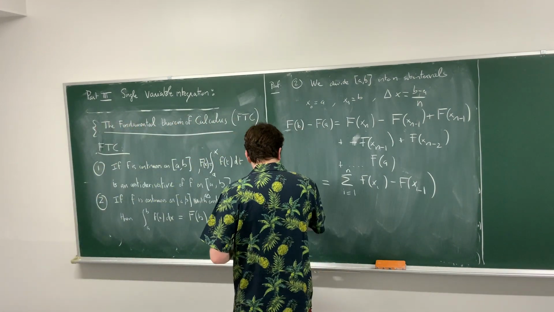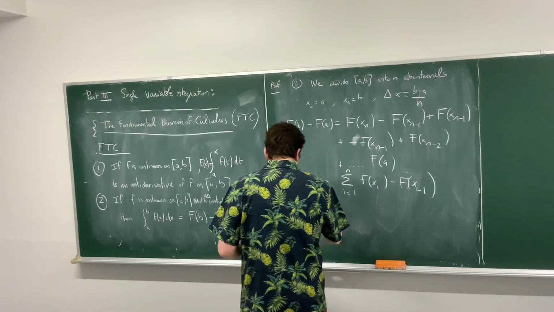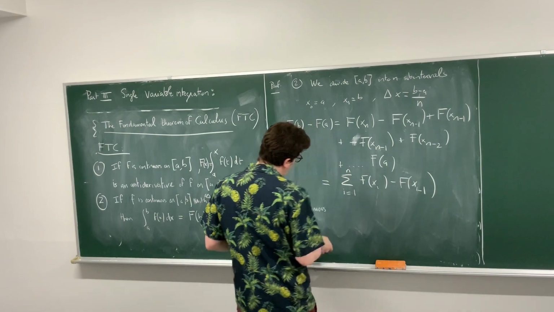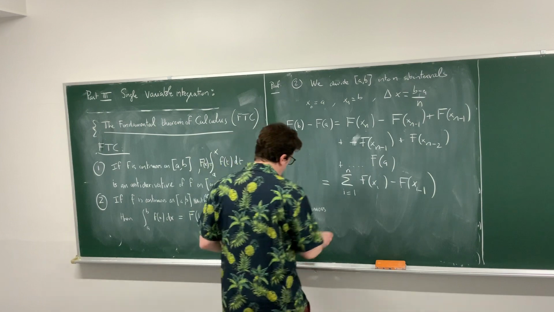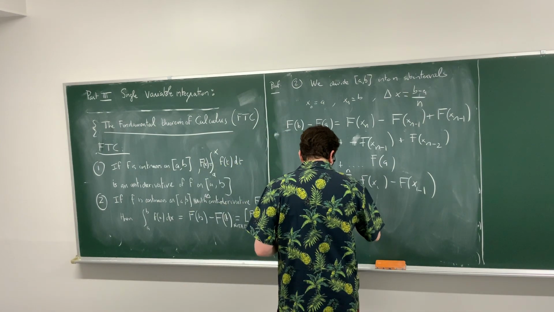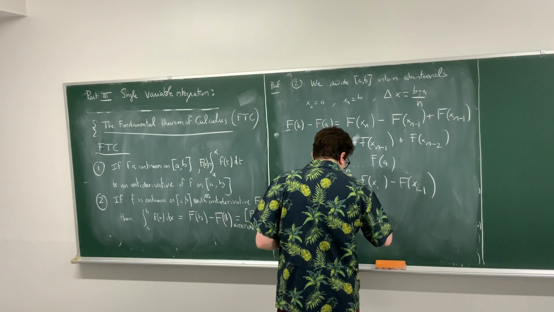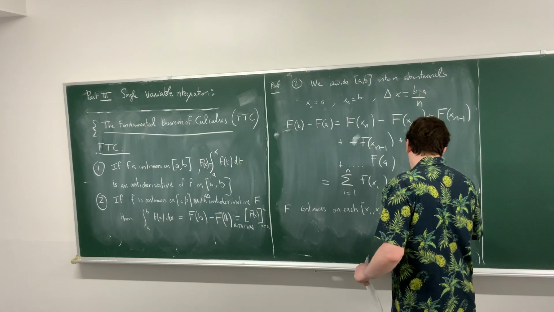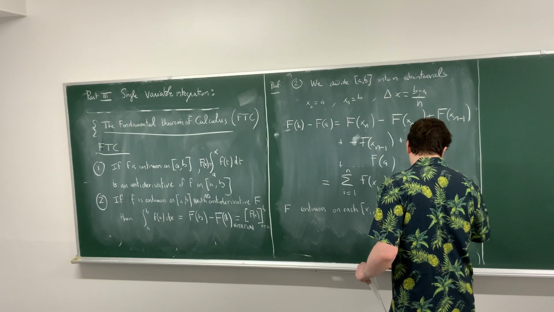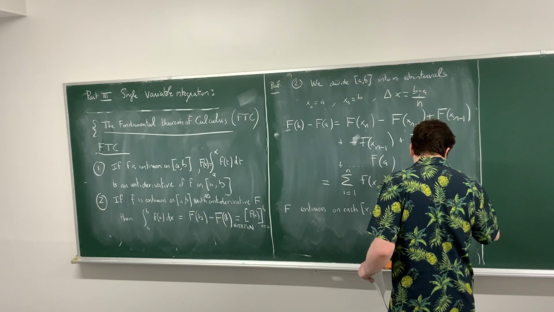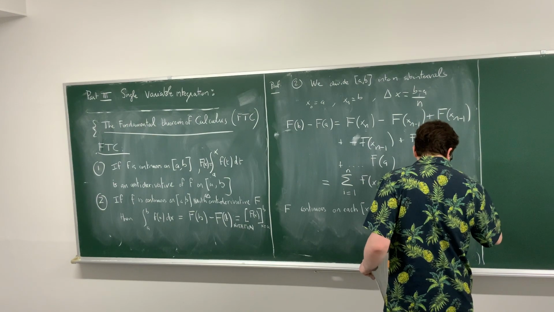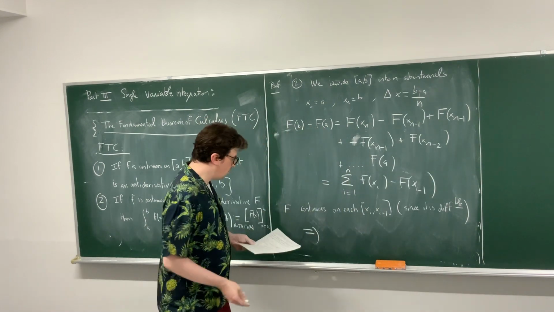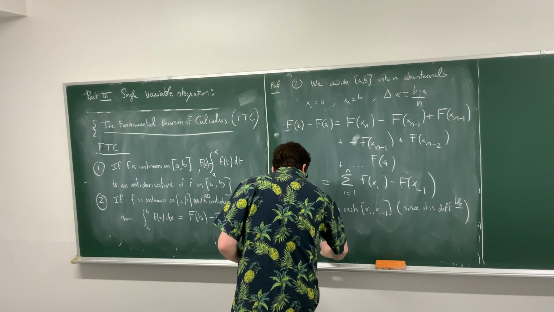Now, this function, capital F, is continuous. It's continuous because it's differentiable. So it's continuous on each [xi minus 1, xi], since it is differentiable. Right, so continuous and differentiable, so we can apply the MVT theorem.